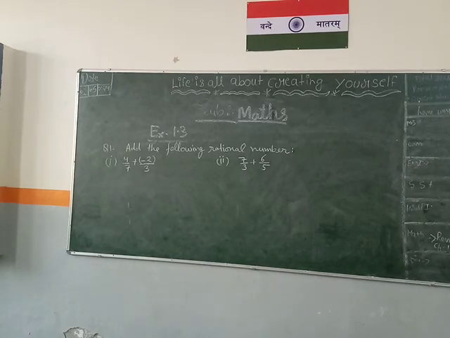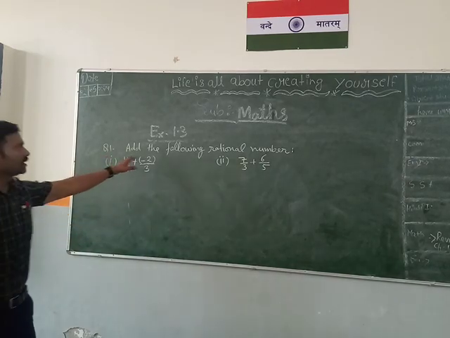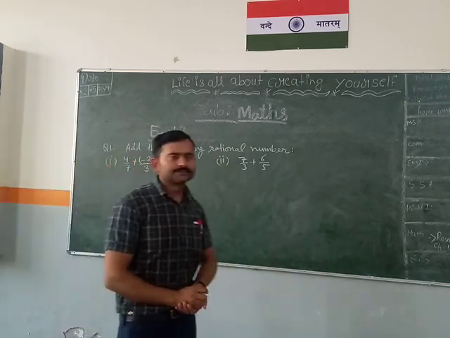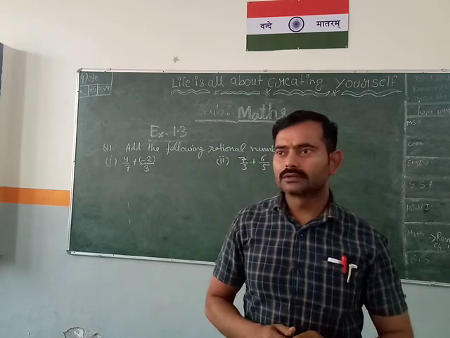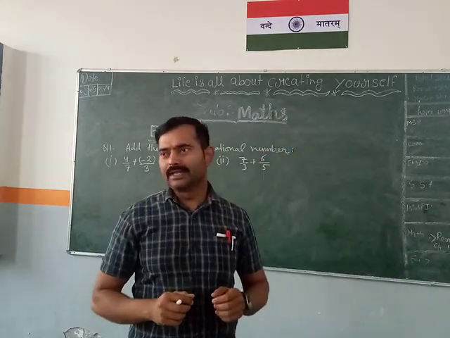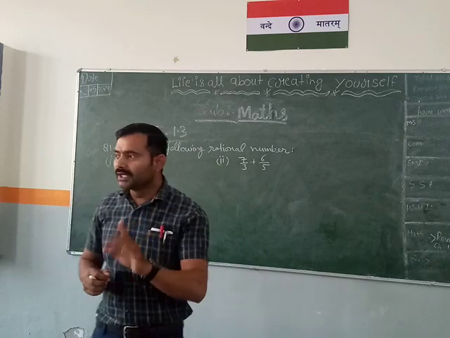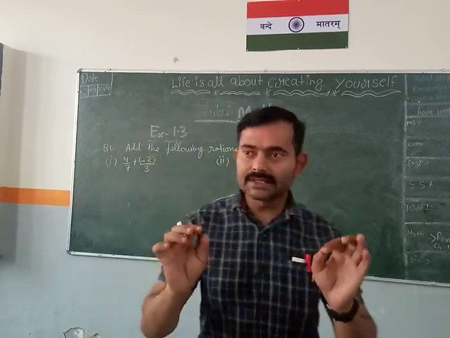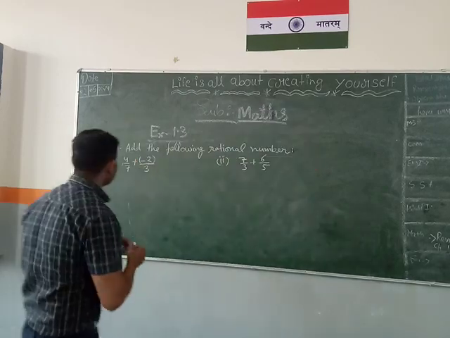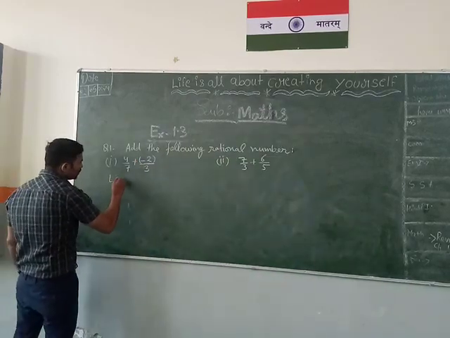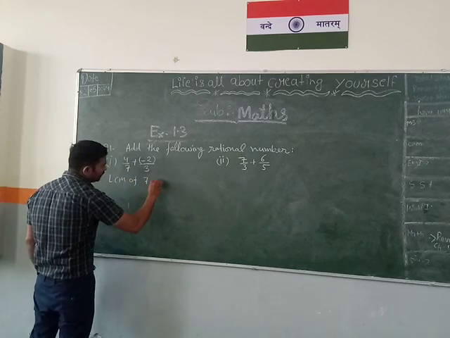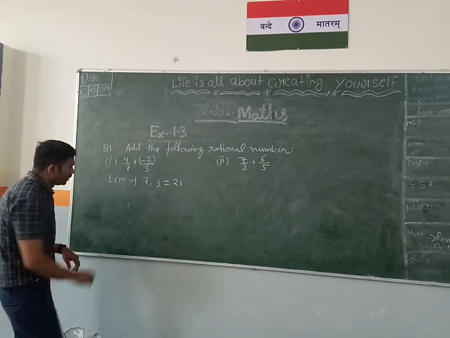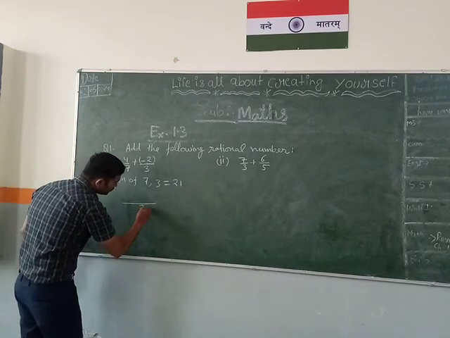Carefully. I will tell you how to add the following rational numbers and how to subtract the rational numbers. First of all, you should take the LCM of denominators. Always. This is the rule. So I am taking the LCM. LCM of 7 and 3 is equal to 21. Now, right here, 21.